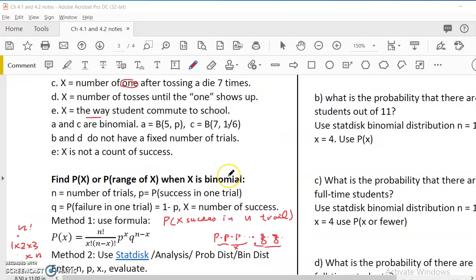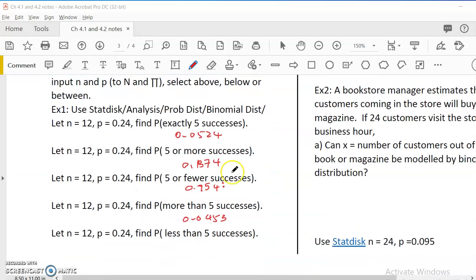So we can use statistics to calculate a probability, and I didn't write down the x value that we input. If I want n equal to 12, p equal to 0.25, and exactly 5 successes, we say x should equal 5, and then we use P of x, right? P of x will give us the probability of exactly 5. And if I want 5 or more successes, we would also enter x equal to 5, but we would use not x, but x or greater, right?